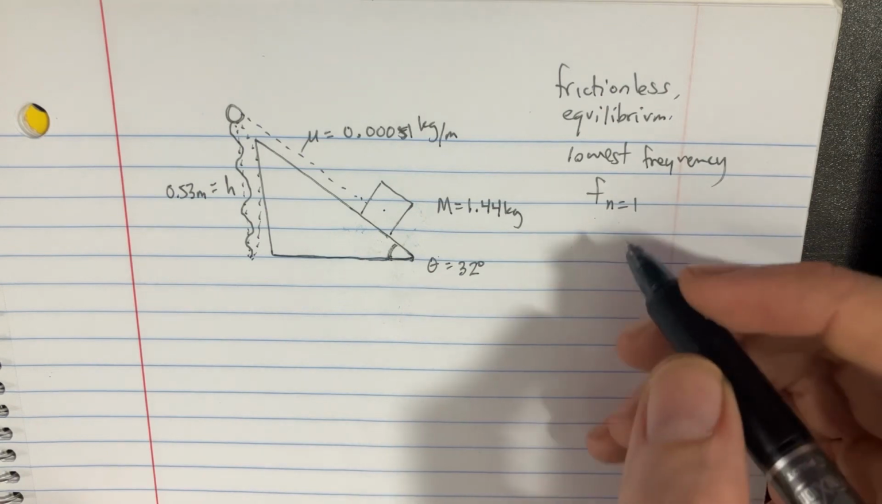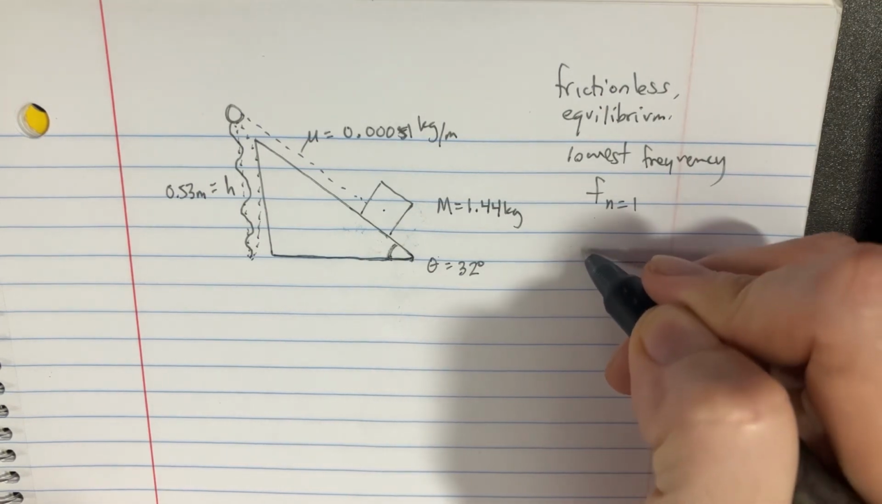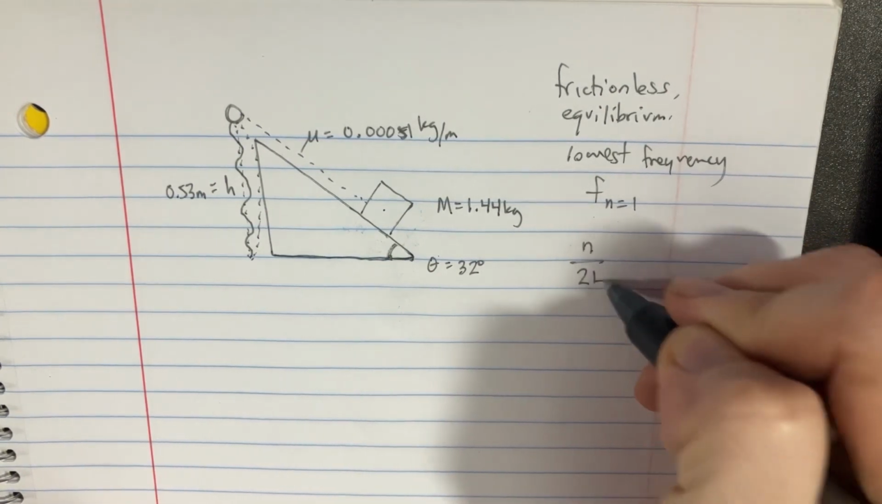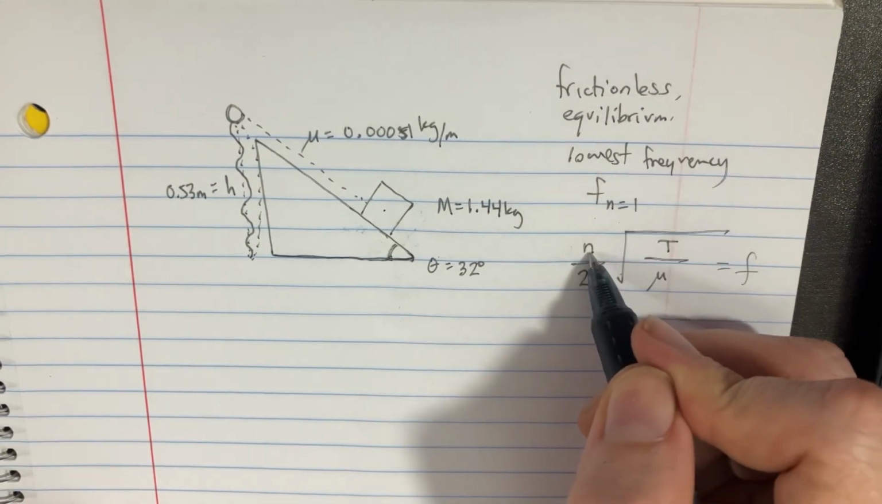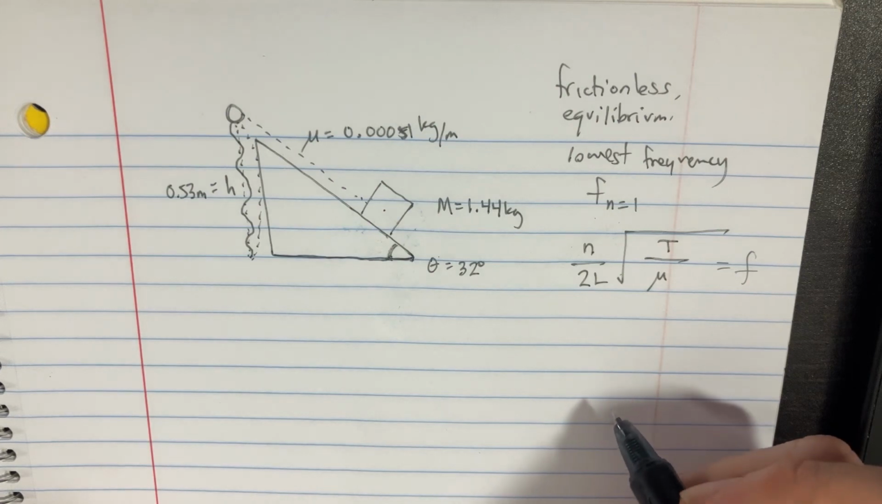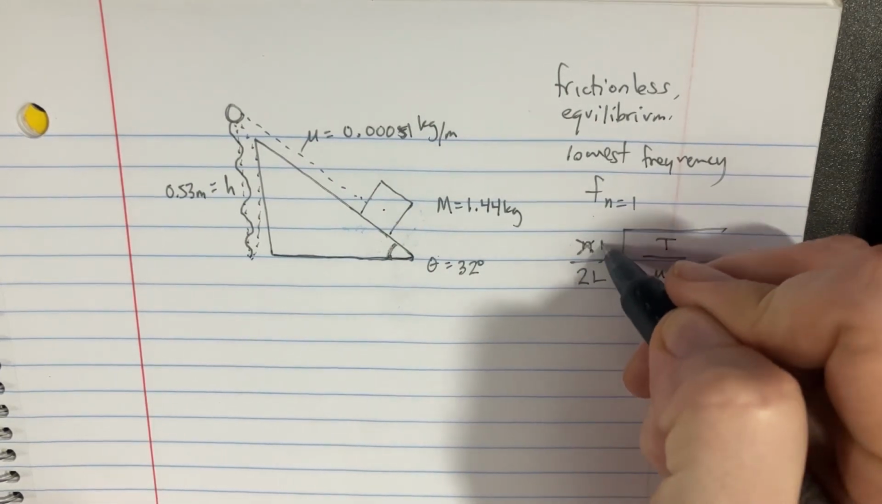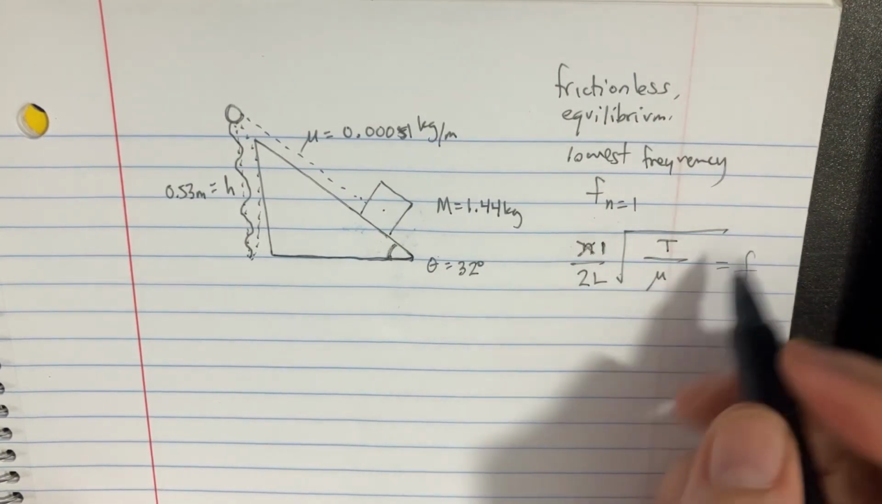It would be the lowest possible frequency, because f of n equals 1 will give us an equation like n divided by 2L times the square root of the tension divided by the mu. Well, if n was just 1, then it would be the lowest possible frequency. So let's just go ahead and call that 1. And so then we're trying to figure out the rest of these things.